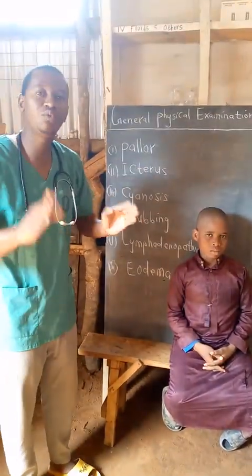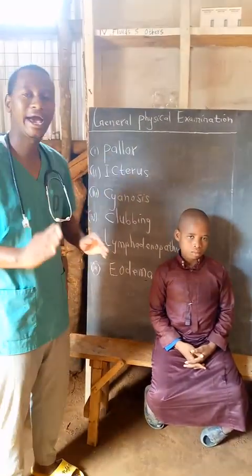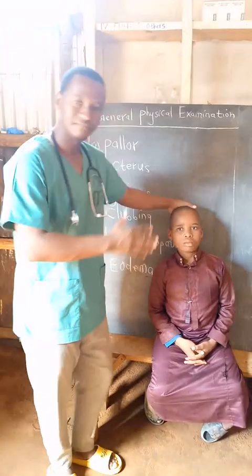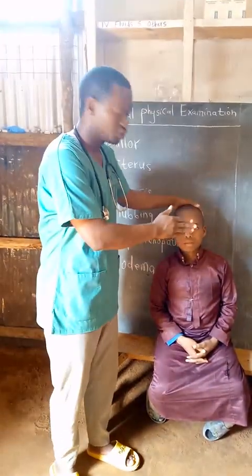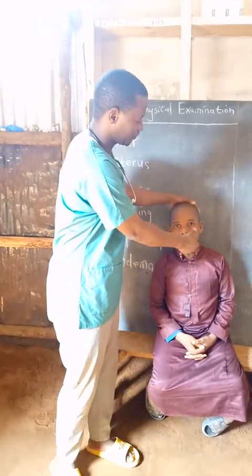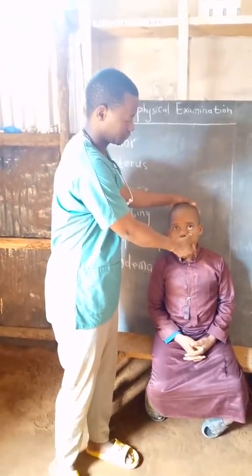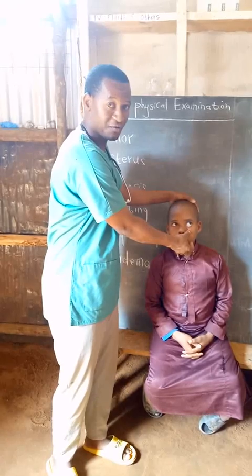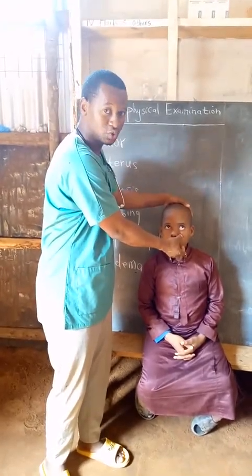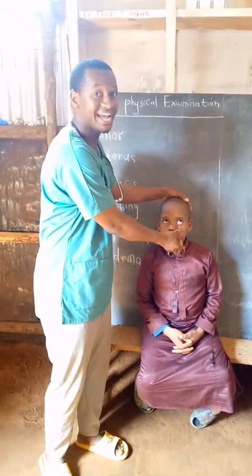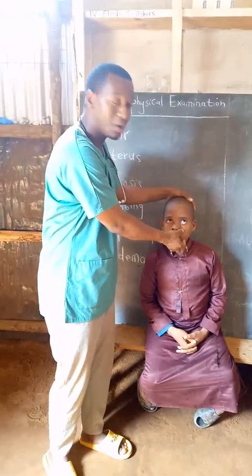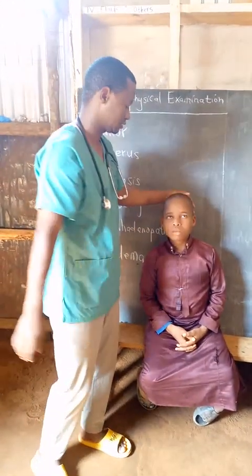For example, now we want to examine pallor. How do you examine pallor? You instruct the patient to look upward, then the lower eyelids are retracted down, and you check for pallor. This is how we examine pallor in the lower palpebral conjunctiva.